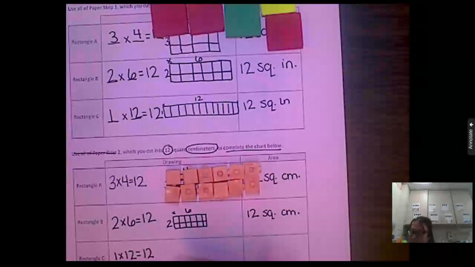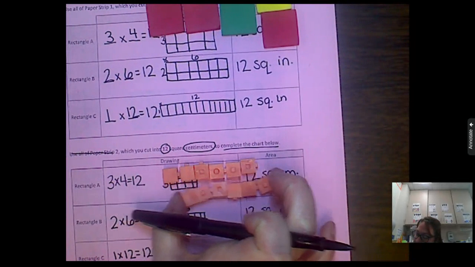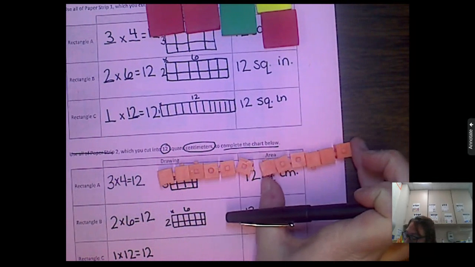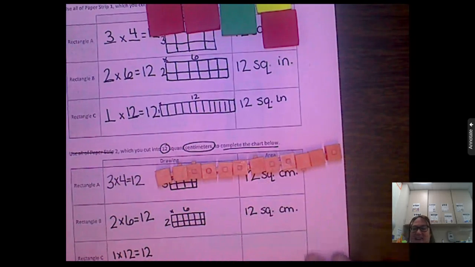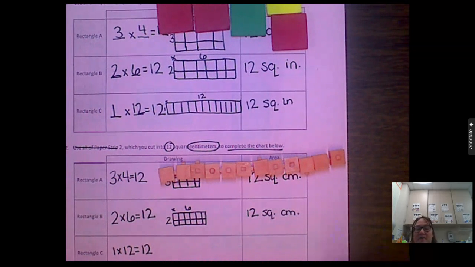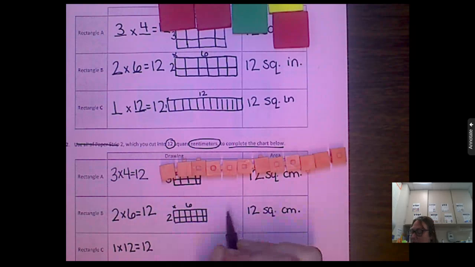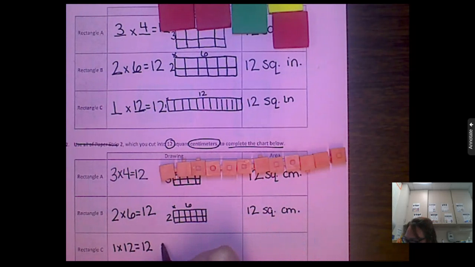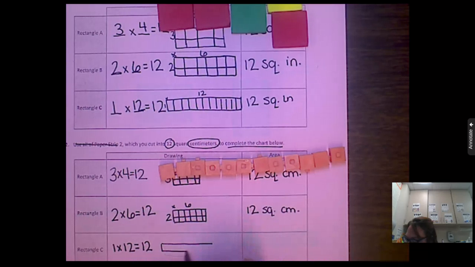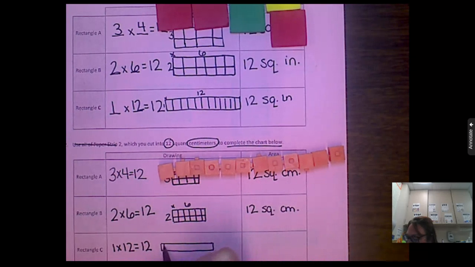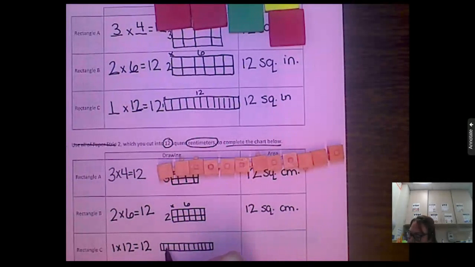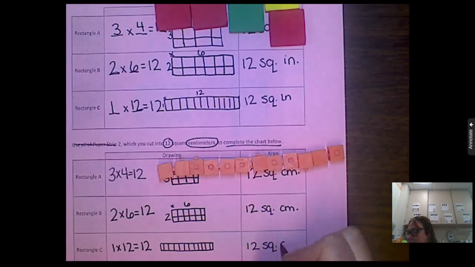And same thing for this one. So if I just take those 6, I did it without completely taking it apart. There's my 1 times 12. There's 1 row of 12, and it would just be long and skinny, right? 1, 2, 3, 4, 5, 6, 7, 8, 9, 10, 11, 12. So that would still be 12, but now it is square centimeters.